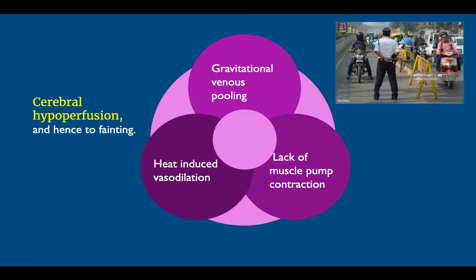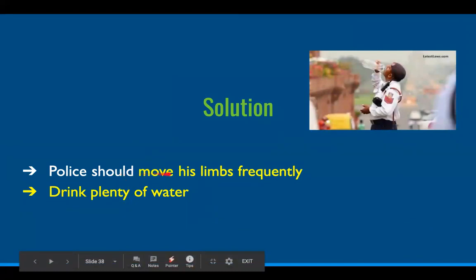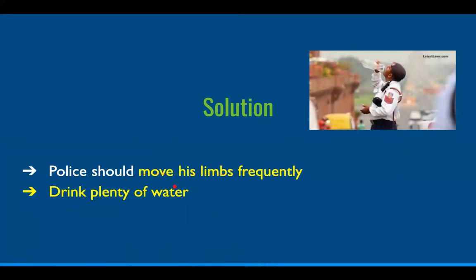Now how to overcome that? The answer is that the policeman should move his limbs frequently and drink plenty of water. That will prevent the fainting episodes.